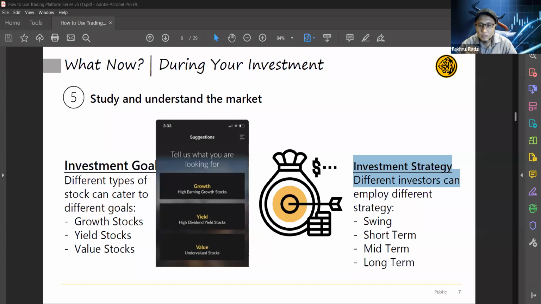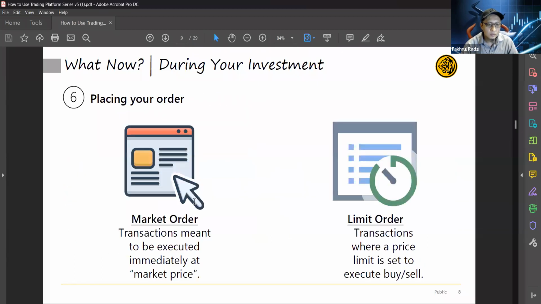For the short term, you might look at 1 month to 3 months, and for the swing, the strategy is within days and up to 2 to 3 weeks holding only. So you have investment strategy for long term, mid term, short term, and swing. Right, so you know how to place your order. Market order transaction means to be executed immediately at the market price. And the limit order transaction is where a price limit is set to execute buy or sell.